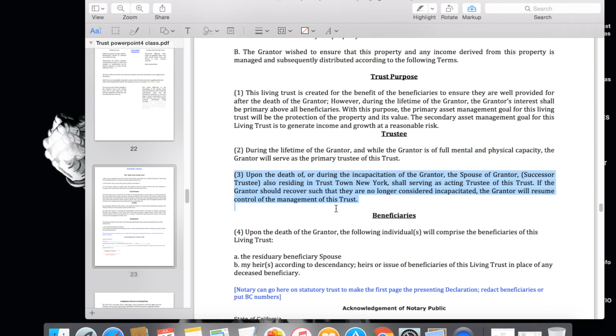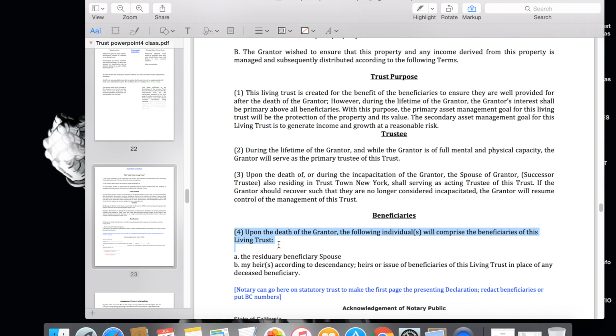Upon death or during the incapacitation of the grantor, the spouse of the grantor, who is also a successor trustee, also residing in Trust Town, New York, shall serve as acting trustee of this trust. If the grantor should recover such that they are no longer considered incapacitated, the grantor will resume control of the management of the trust. So should anything happen to the grantor, the wife will serve as acting trustee of this trust. And that is a common theme that you see among grantor trusts.